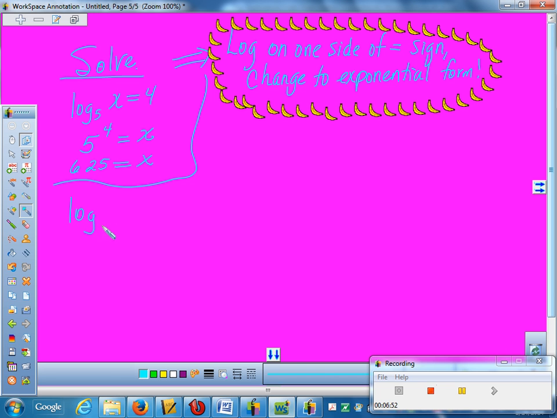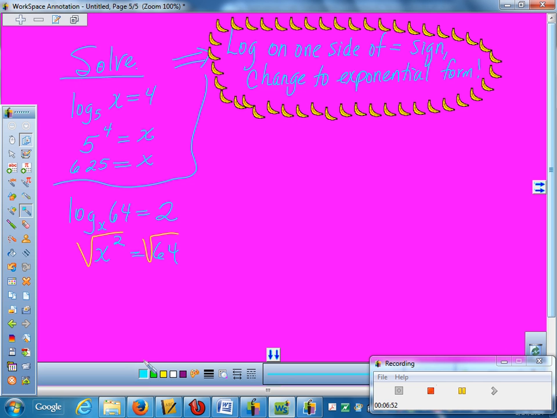Okay, suppose I give you log base x. This time your variable is the base. You don't know what the base is. Log base x of 64 equals 2. It's going to be x to the 2nd power equals 64. Then technically what do you have to do to solve it? You have to square root it.